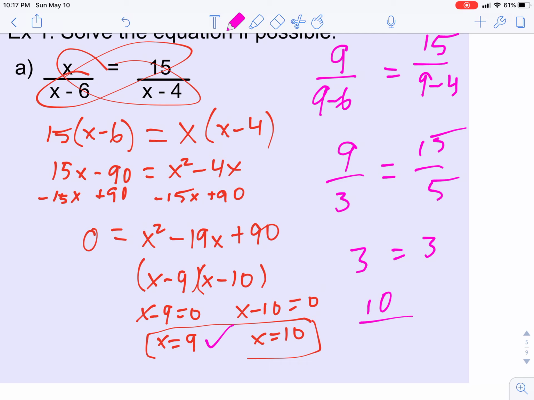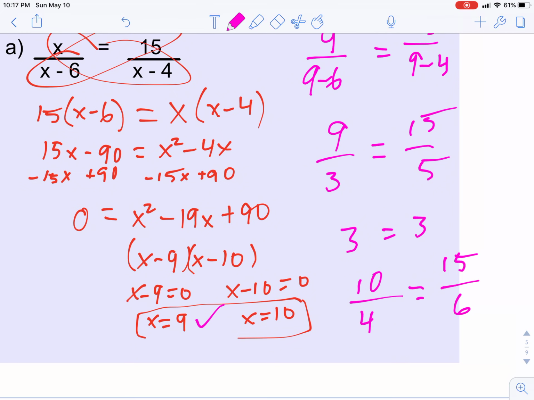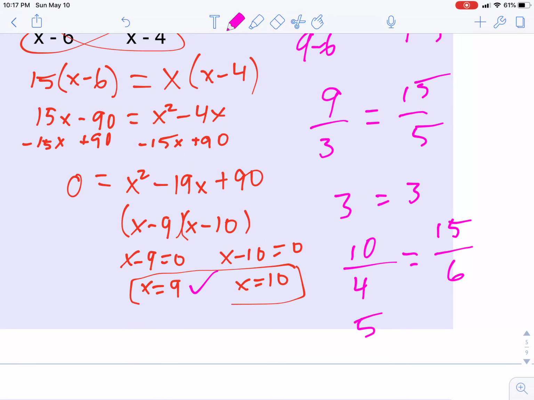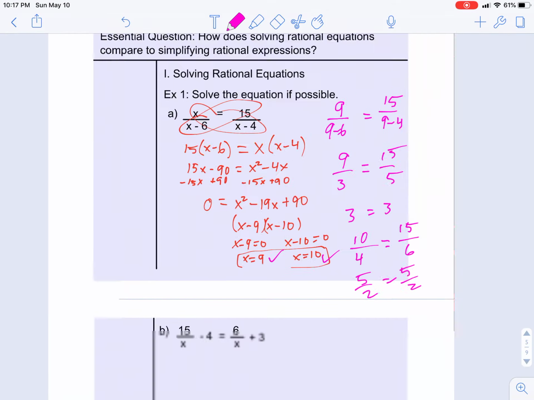10 over 10 minus 6, which is 4. Does that equal 15 over 6? Divide each of them by 2. You get 5 over 2. Divide each of the ones on the right by 3 to reduce down. You get 5 over 2. Both of them are awesome answers. Move on to the next one.